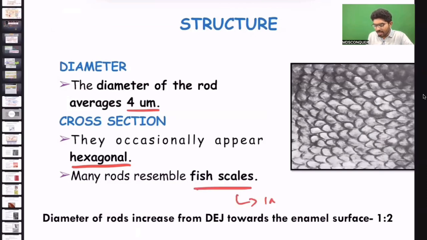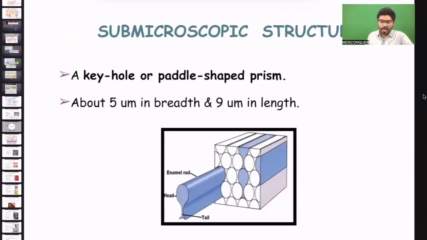Fish-shaped is a recent INICET question. The same diagram was given. You can say fish scales. Okay, they are appearing like fish scales. The diameter of the rods increases from the dentino-enamel junction towards the enamel, in the ratio of 1:2. And submicroscopic structures are keyhole or paddle-shaped prisms.